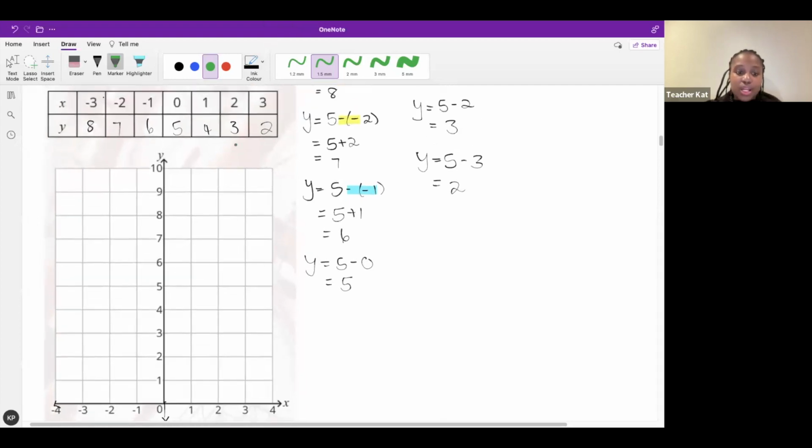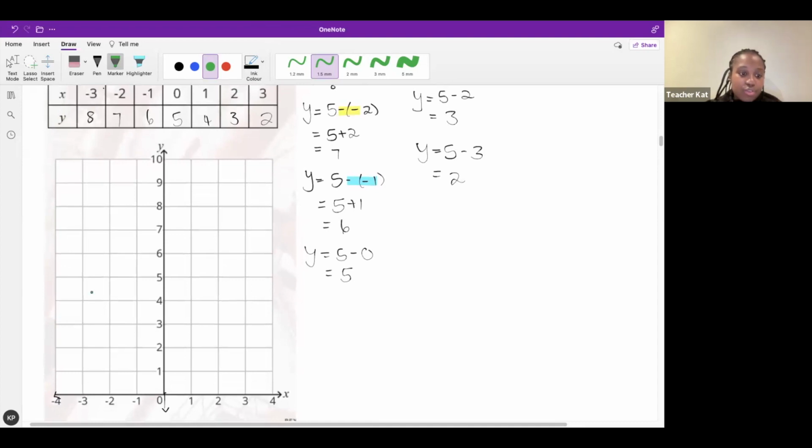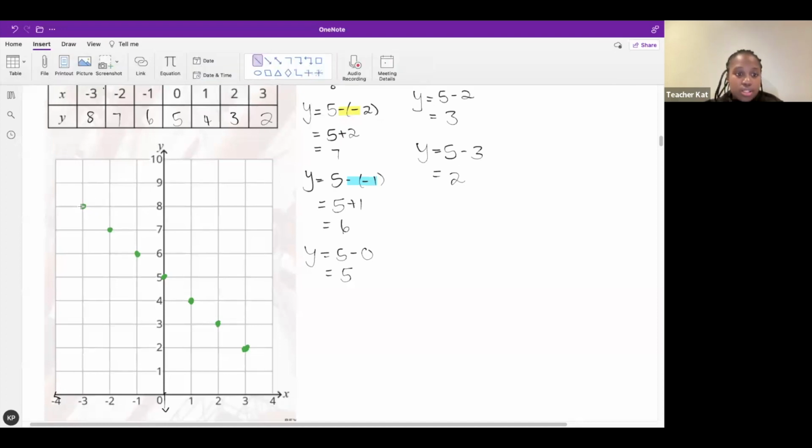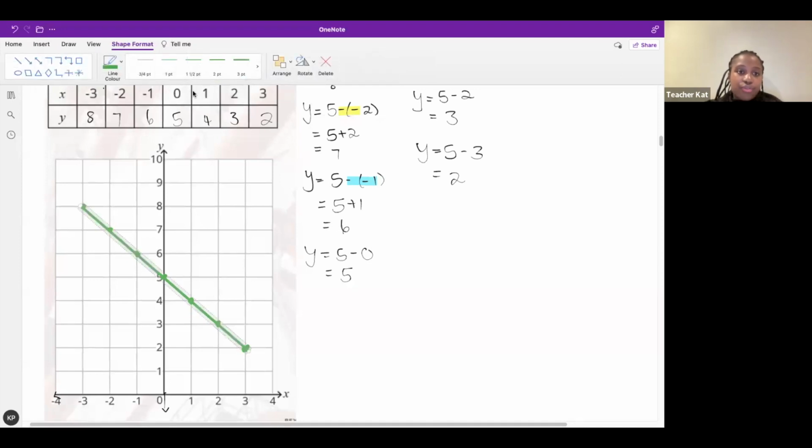Now let's plot this quickly. First one says for -3, we're going to plot it at 8. So it goes there. -2 is 7. -1, 6. 0 at 5. 1 at 4, and 2 at 3, and 3 at 2. Okay, so I'm not the best artist here, so I'm just going to use my ruler to draw this graph.